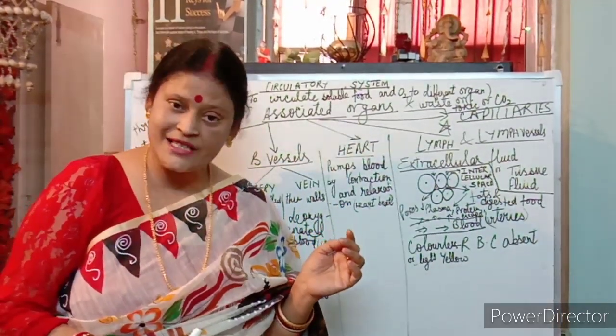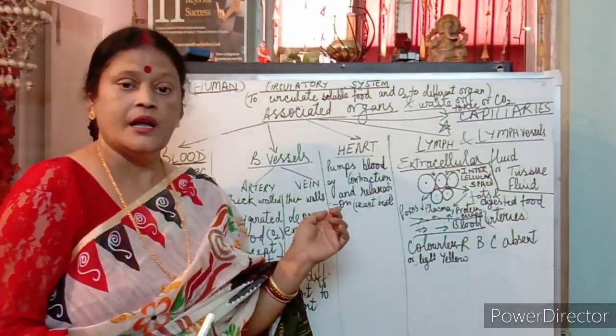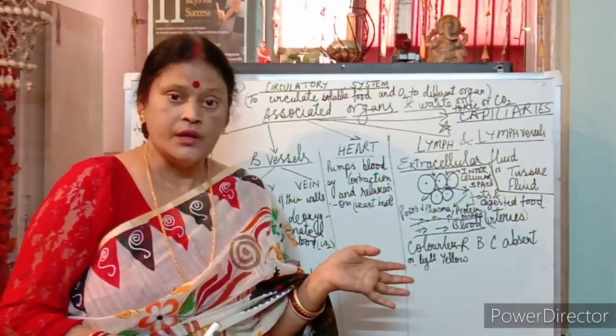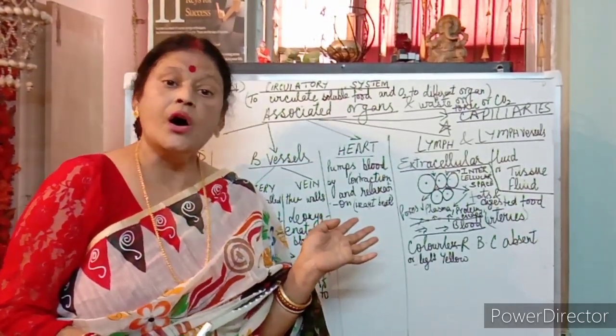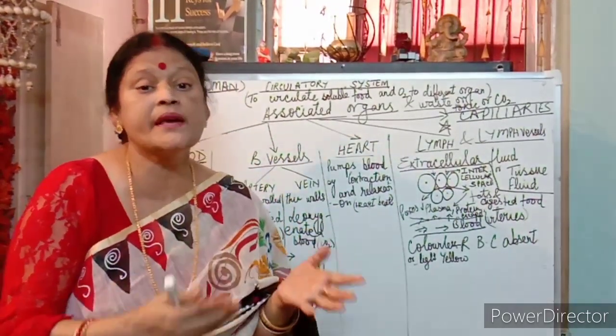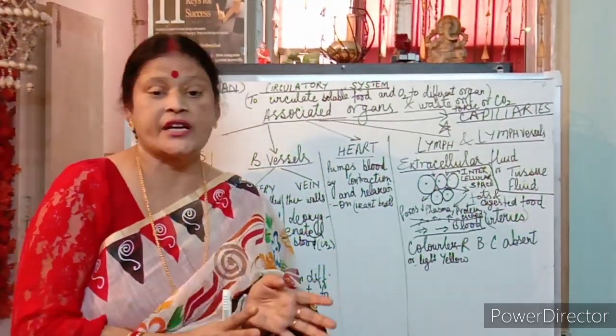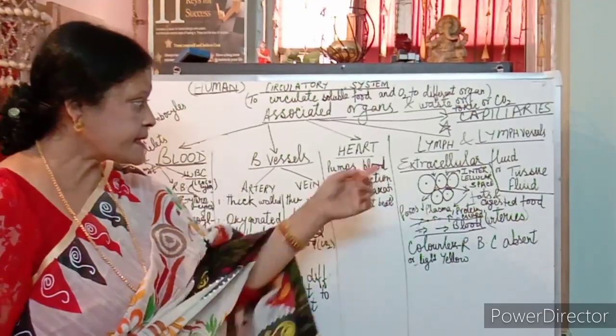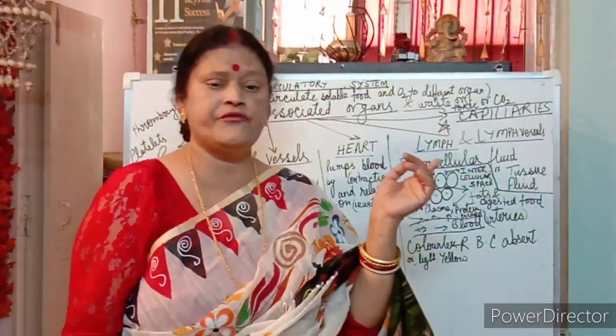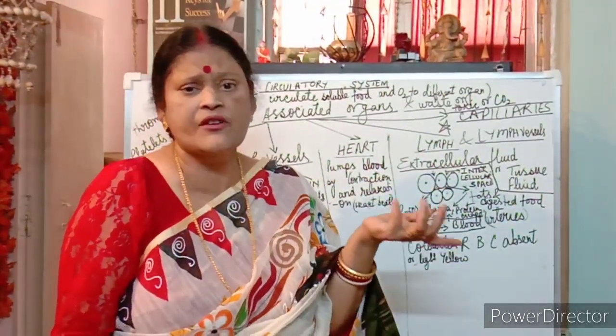Next, another associated organ is the heart. I will discuss the heart right now, just let me finish with this. The heart pumps the blood by contracting and relaxing the cardiac tissue. Clear? Next is lymph, which is the lymphatic system, lymphatic vessels.